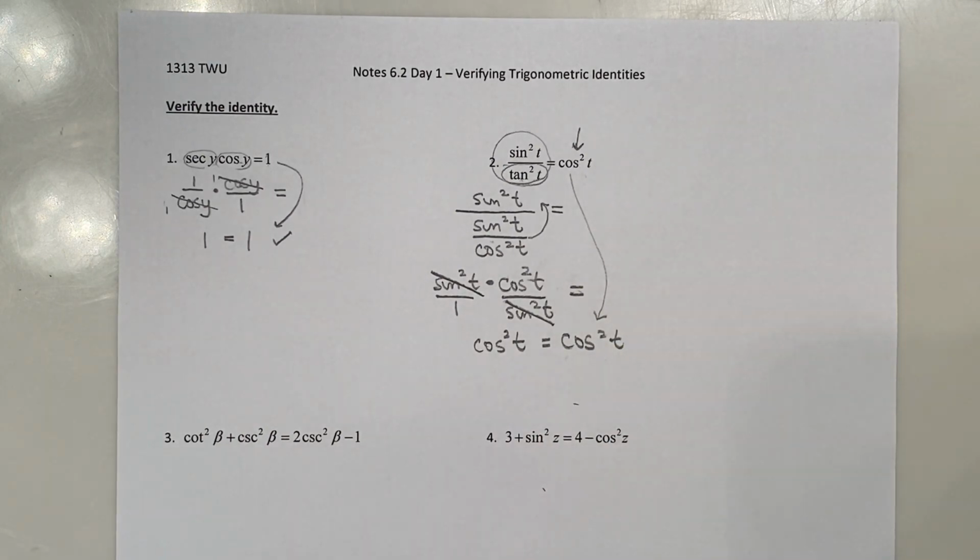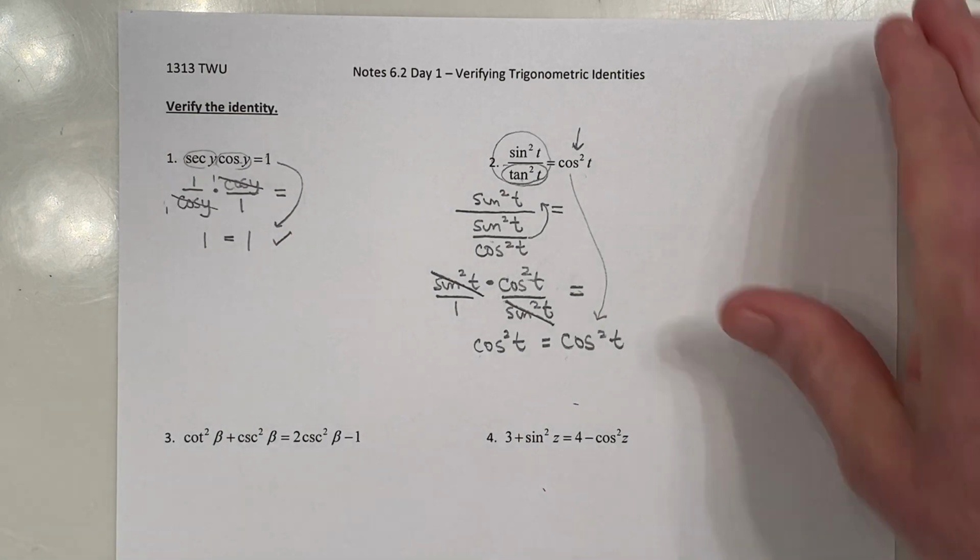So we're doing what we call trigonometric proofs, probably a lot easier than what you remember as far as geometric proofs. So trigonometric proofs just mean we're going to take an equation and prove that it's true. That's called verifying an identity. Let's look at number 3.